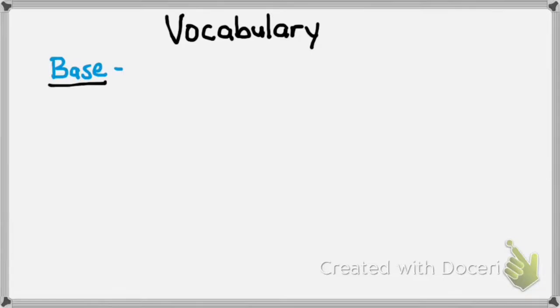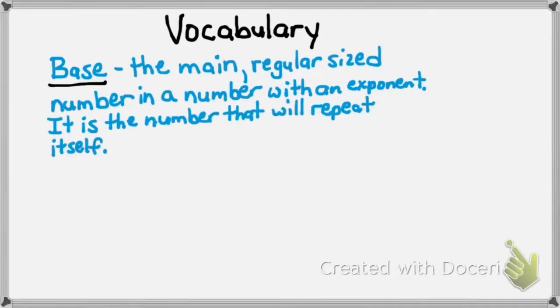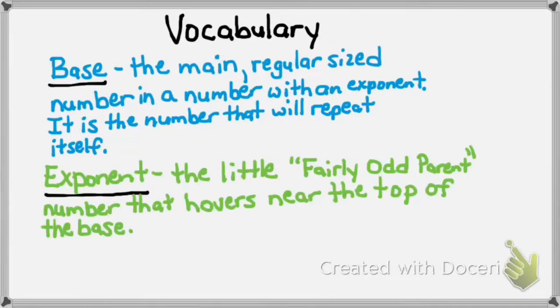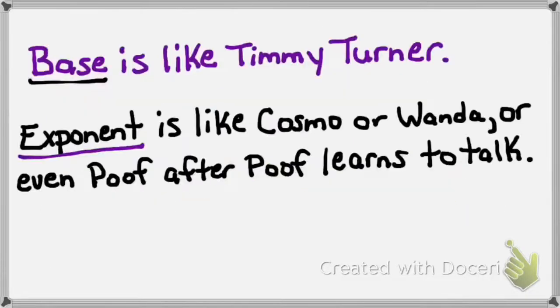The first vocabulary word is base. Base is the main regular-sized number in a number with an exponent. It's the number that will repeat itself. And our second vocabulary word is exponent. The exponent is the little, fairly odd parent type of number that hovers near the top of the base. It tells the base how many times to repeat itself.